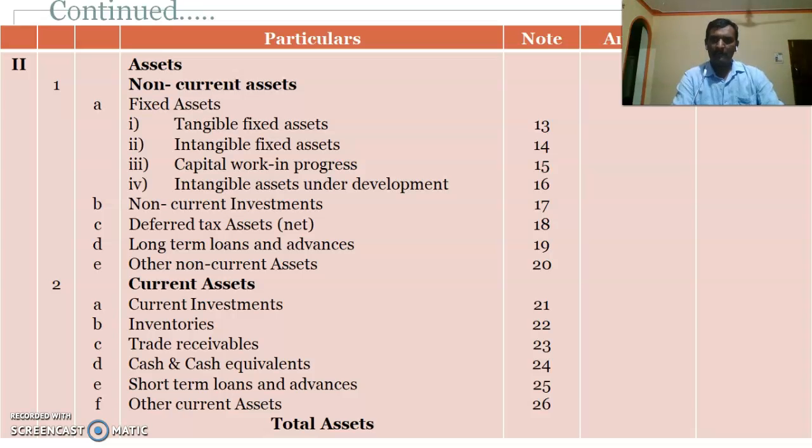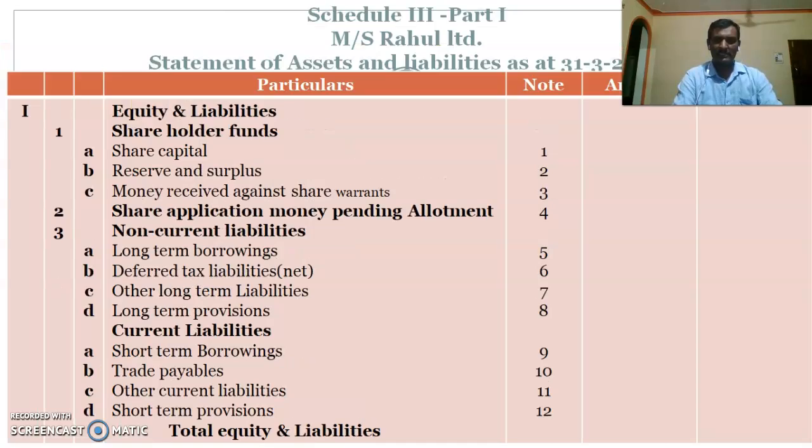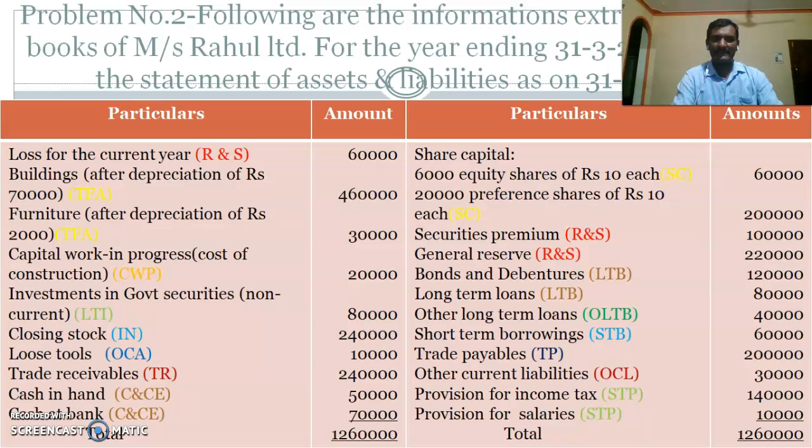Before preparing the notes to statement of assets and liabilities, let me segregate the items given in the problem. First of all, let me glance over the left hand side items. First, they have given the item loss for current year. This is a reserve and surplus item. The next are buildings and furniture. These are items related to tangible fixed assets.